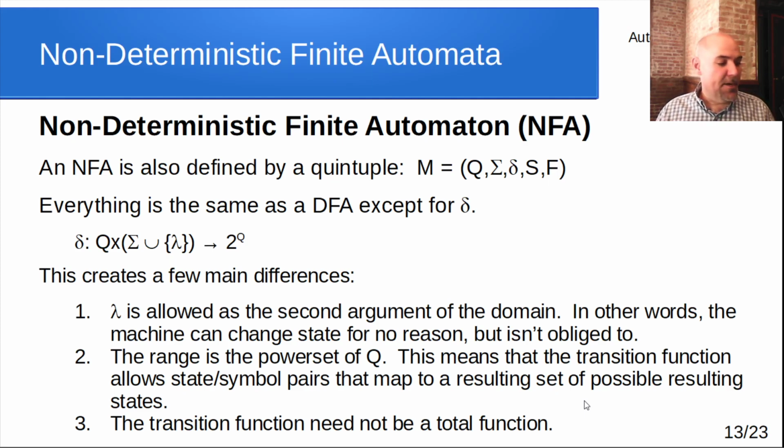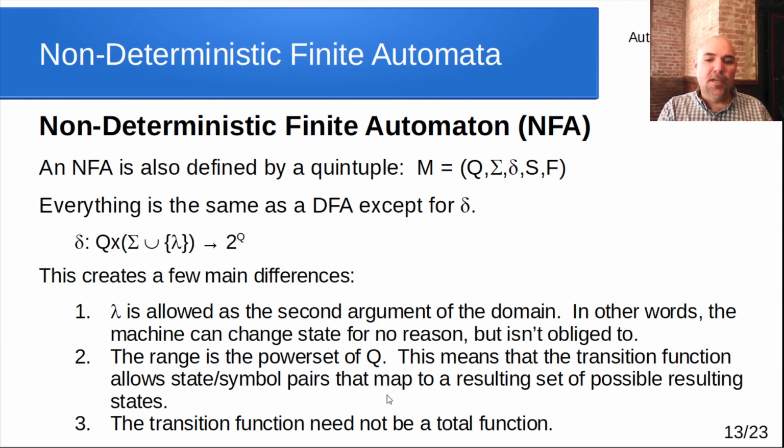And then the third thing here is the transition function doesn't have to be a total function. That is actually a really useful thing, because now we can have this NFA that we construct where there are some things that are defined and some things that aren't. But the rule still applies: if we're in a state that does not have a defined transition for that symbol, it immediately rejects.